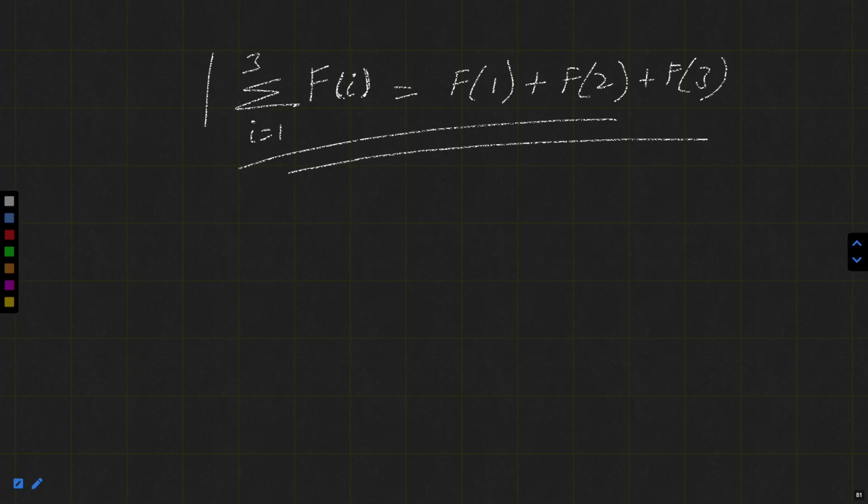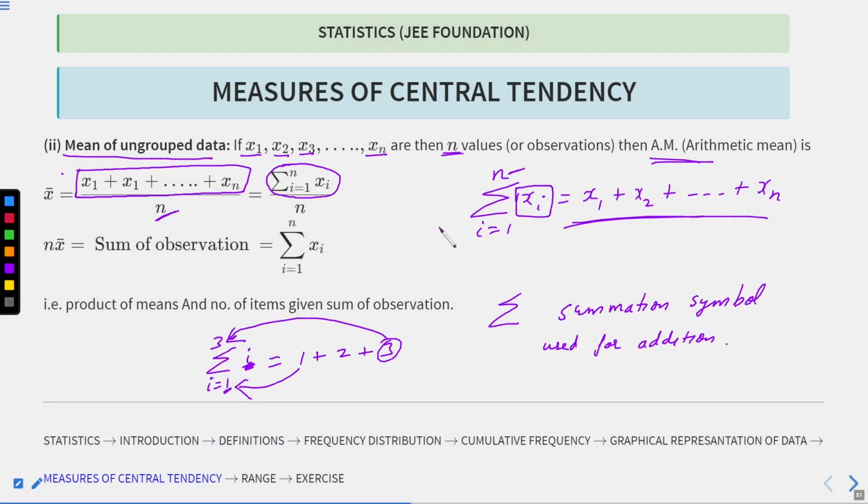So what do we mean by this whole symbol? I hope this is clear. And by using some manipulations, I take this n to the left side, so my whole expression will become like this. The n times the mean is equal to this term, and this term is equal to x1 plus x2 till xn, which is the sum of all observations, written over here. I hope this is clear to you.